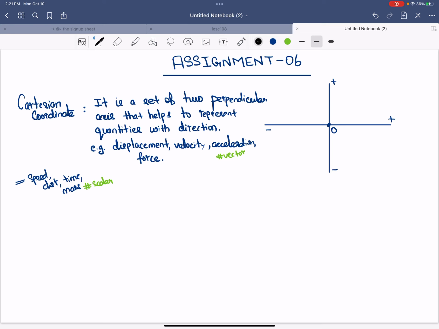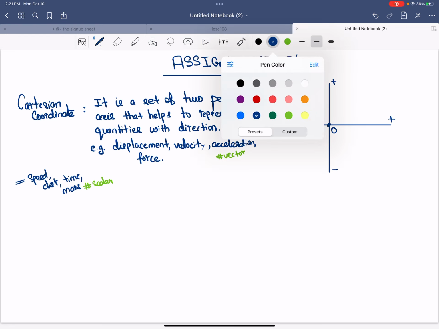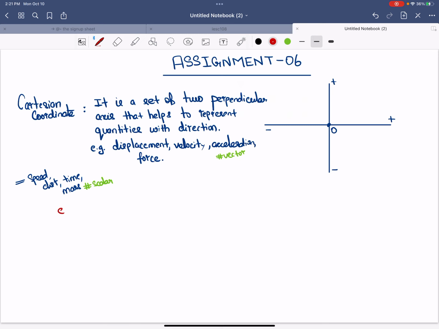So let's do an example. If I say that something is moving with plus 5 meters per second, what does it mean to have this velocity? Anytime I put a plus or negative, that means I'm talking about a velocity. So it's either going to the right or going up. Let's say in this case it's going to the right. It has a velocity of plus 5 meters per second. But if I ask you what the speed is, speed in this case will be just the number. We don't care about the symbol. So 5 meters per second is the speed.